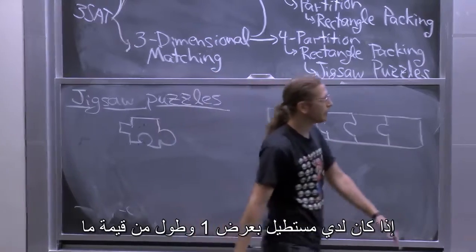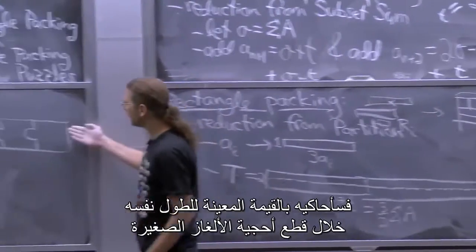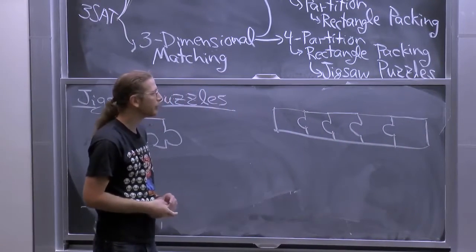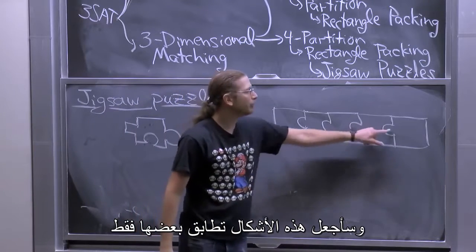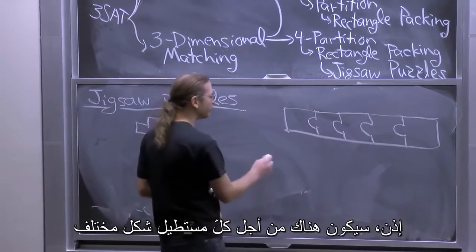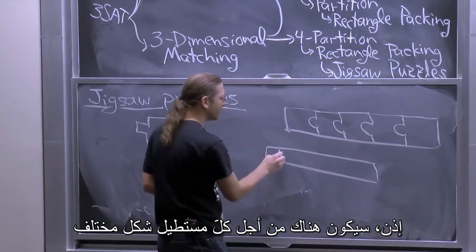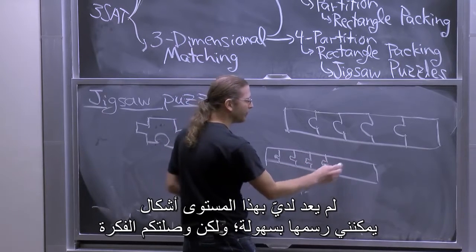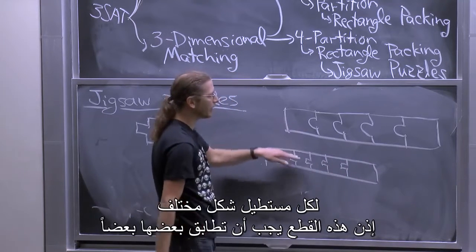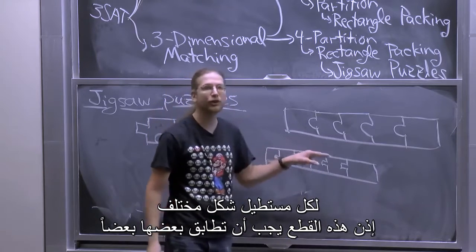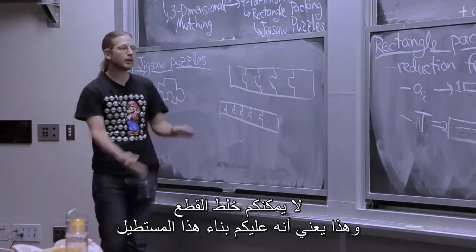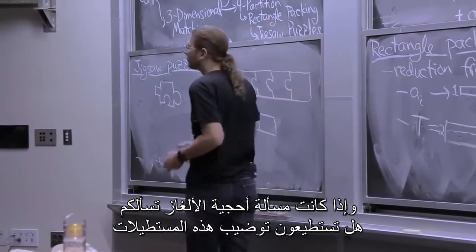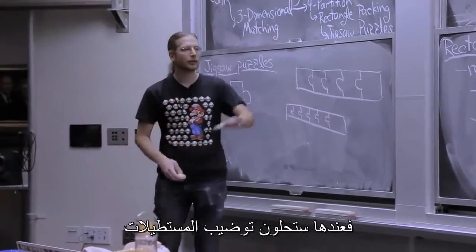Okay, if I have a 1 by something rectangle, I'm going to simulate it with that same something little jigsaw pieces. And I'm going to make these shapes only match each other. And so for every rectangle, they're going to have a different shape. Okay, this one will be squares. At that point, I run out of shapes I can easily draw, but you get the idea. Each rectangle has a different shape, and so these have to match to each other. You can't mix the tiles, which means you have to build this rectangle, you have to build this rectangle. And then if the jigsaw problem is, can you fit these into a given rectangle, then you get rectangle packing.